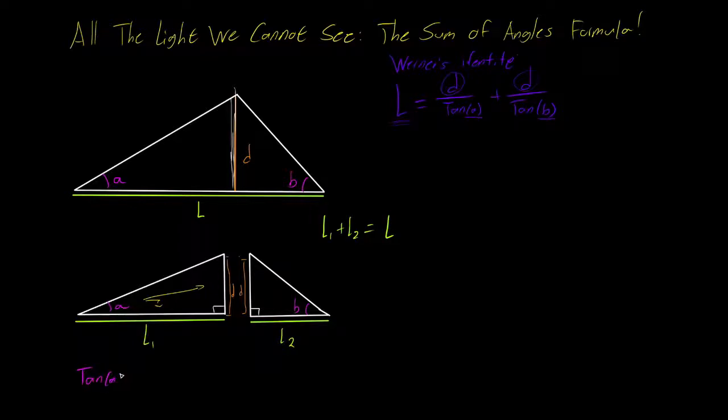Tangent of A is equal to the opposite, so opposite here, over the adjacent, which is L1. Okay, and let's do the other side as well. So tangent of B is equal to the opposite, which is D, over L2.